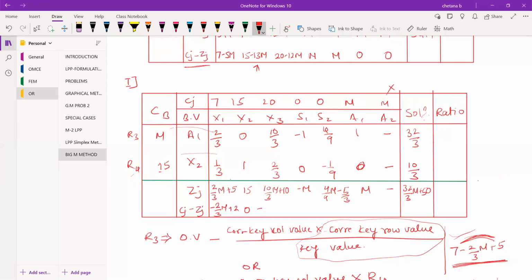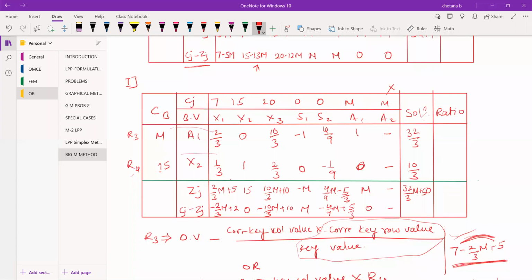Next, here this also we can write as minus 10/3 times M plus 10, because 20 minus 10 will be 10. Similarly, for M, 0: minus of minus M is plus M. Here also 4 by 9 M, that is minus 4 by 9 M plus 5 by 3. This is 0.